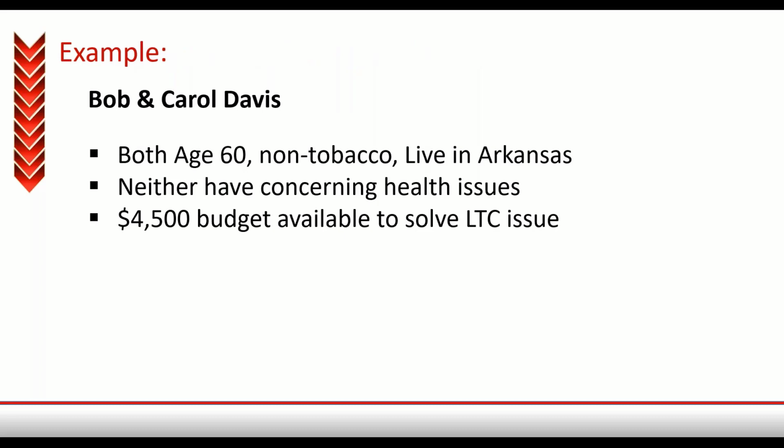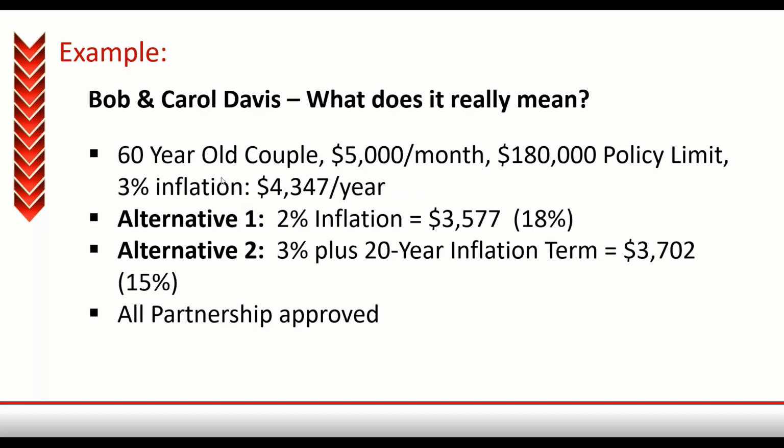Bob and Carol Davis, both age 60, non-tobacco, living in Arkansas. Neither have any really concerning health issues, and they have about a $4,500 budget available to solve long-term care. So if you have that 60-year-old couple, $5,000 a month, 3-year plan, $180,000 policy limit, 3% inflation, it comes in at their budget, $4,347. But you know what? You could save them about 18% just by dropping that down to a 2% inflation.